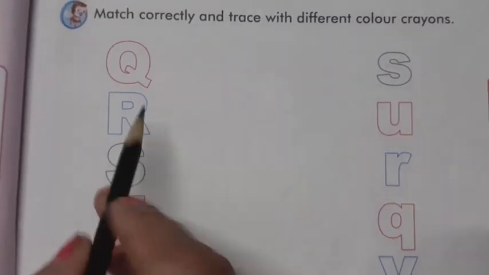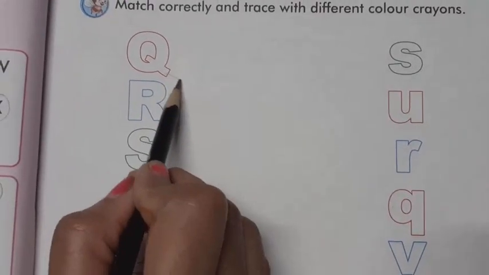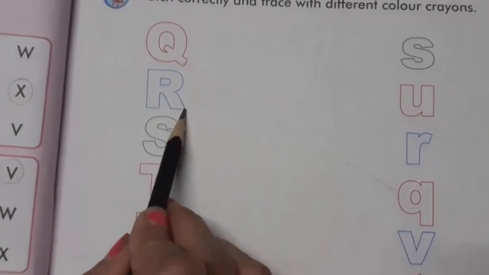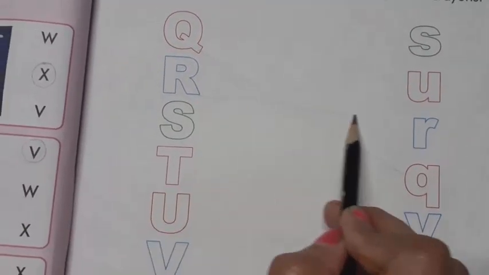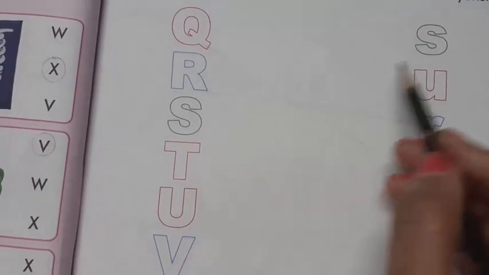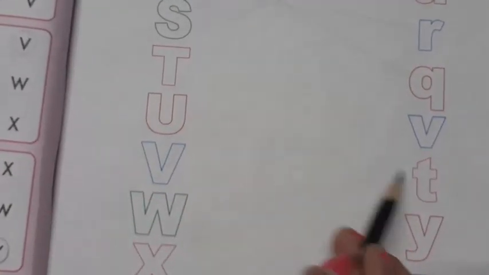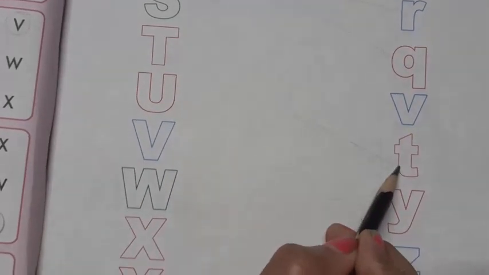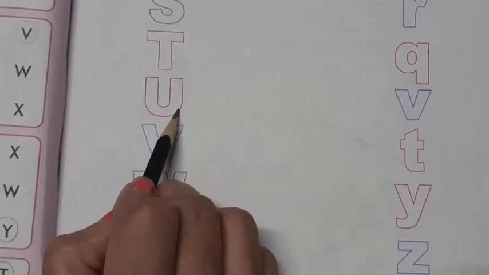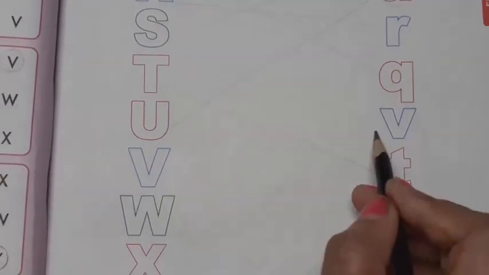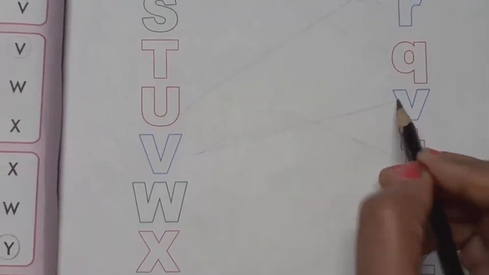Take out page number 59. Okay, same way let's match and trace here also. Okay, see here, this is capital Q and this is small q. Let's match capital Q with small q. This is capital R, small r. Let's match capital R with small r. Capital S, small s. Let's match capital S with small s. Capital T, small t. Let's match capital T with small t. Capital U, small u. Let's match capital U with small u.